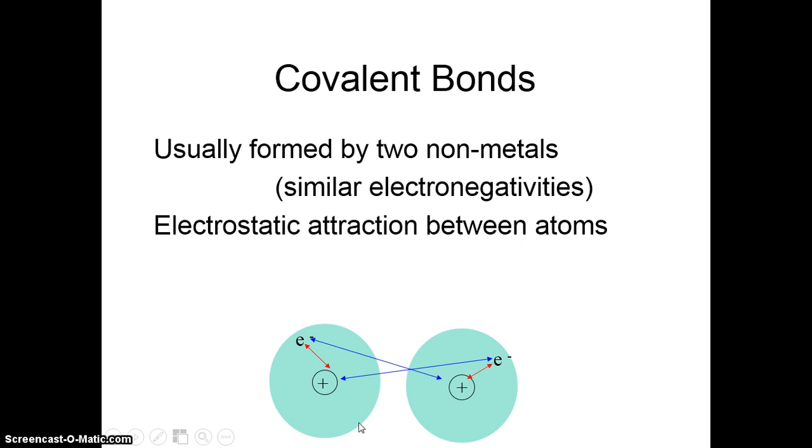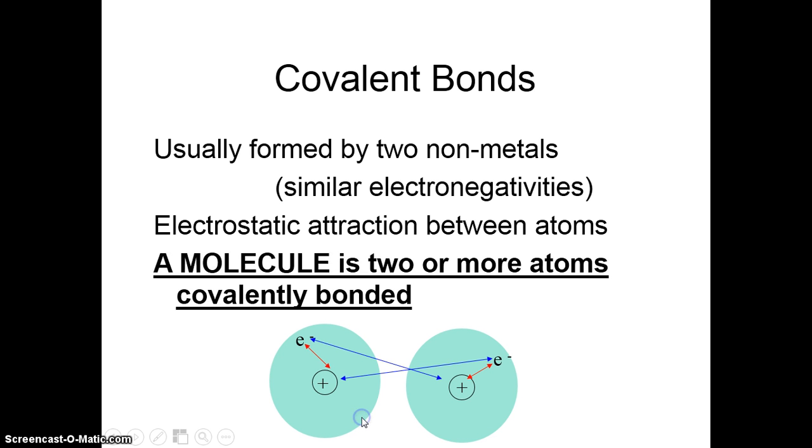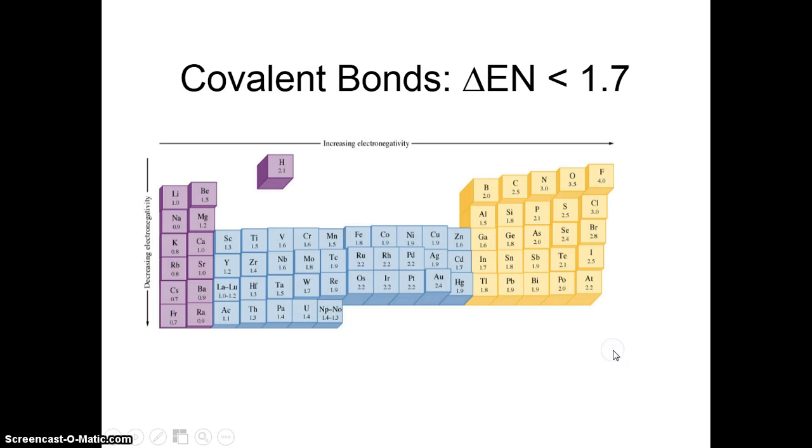Covalent bonds are usually formed by two nonmetals, which means that they have a similar electronegative value, and the electrostatic attraction between the atoms holds it together. We consider this a covalent bond between two or more atoms, making it into a molecule instead of an ionic compound. So covalently bonded atoms form molecules.